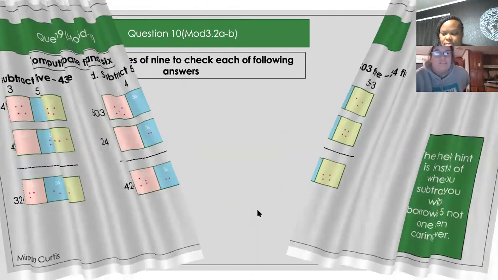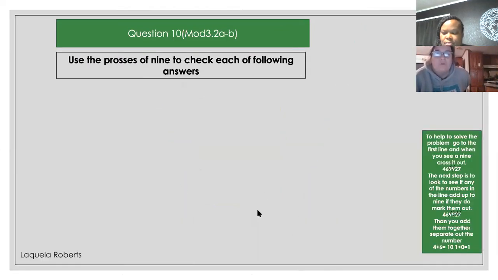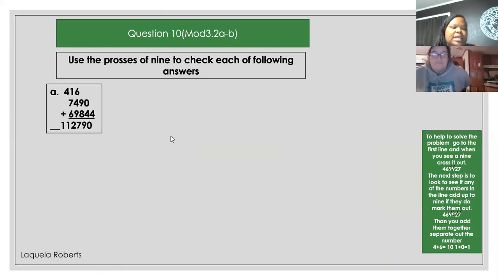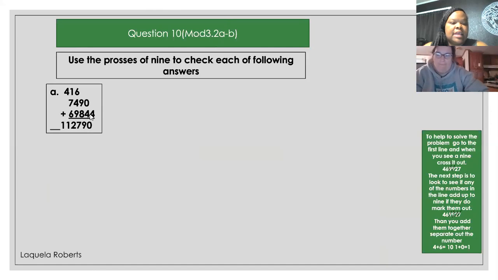So question 10, module 3.2, A through B. Ms. Dominique, use the process of casting out 9s to check each of the following. All right, so as you see on letter A, 416,7490 plus 69,844. It tells us it's 1,127,90. So let's see what it is.